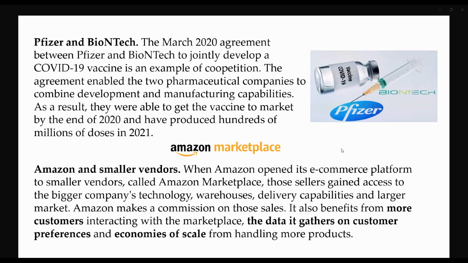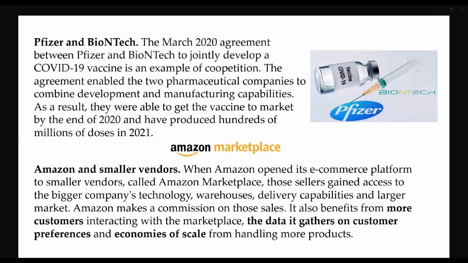Another one is Amazon and its smaller vendors. So they are competitors. Amazon opened its e-commerce platform to smaller vendors. This allows Amazon to gain money from commission, and also the small sellers gain access to the bigger company's technology, warehouse, delivery capabilities, and larger market share as well. Amazon also benefits from more customers interacting with the marketplace.